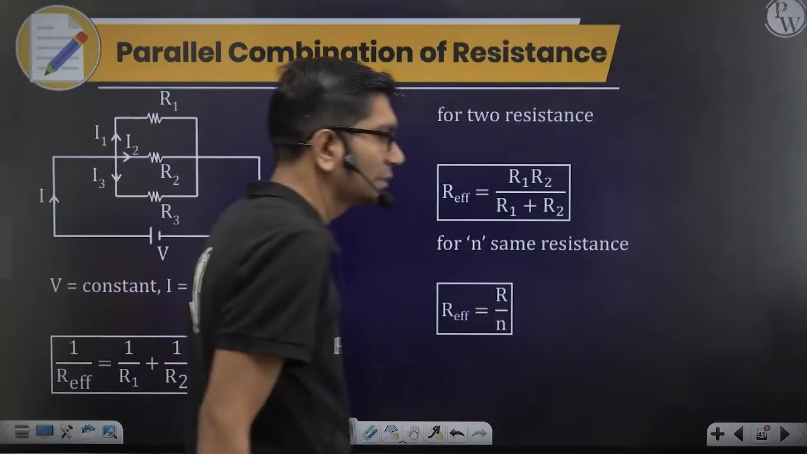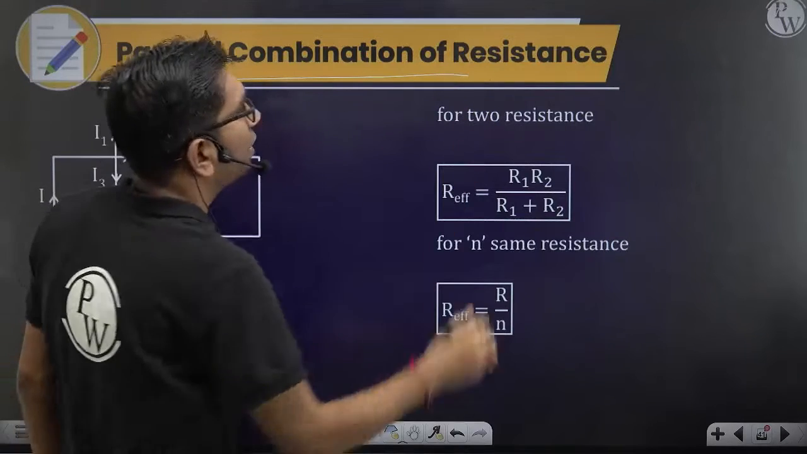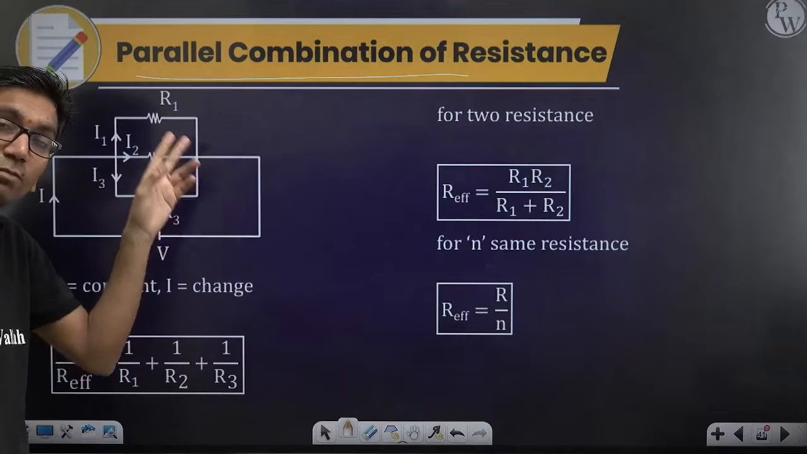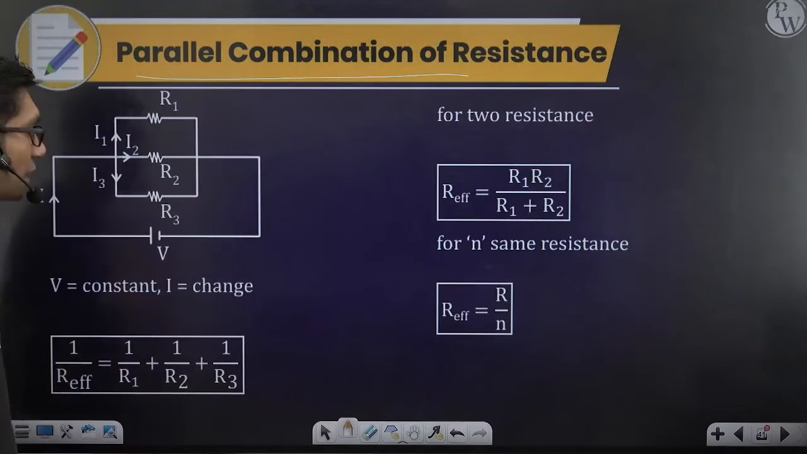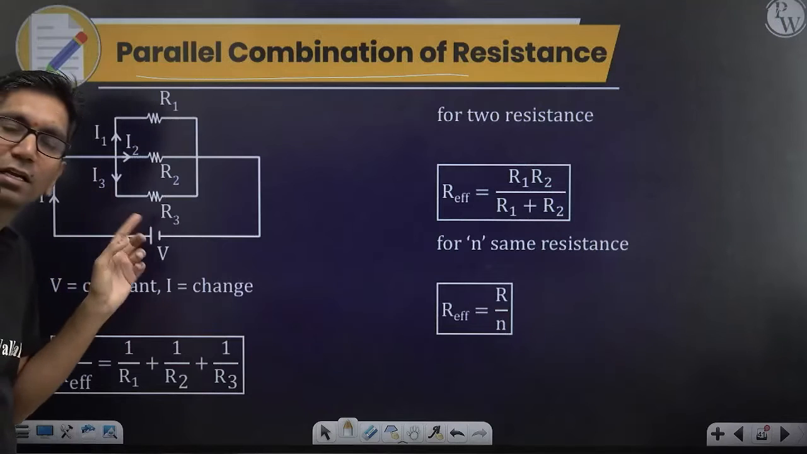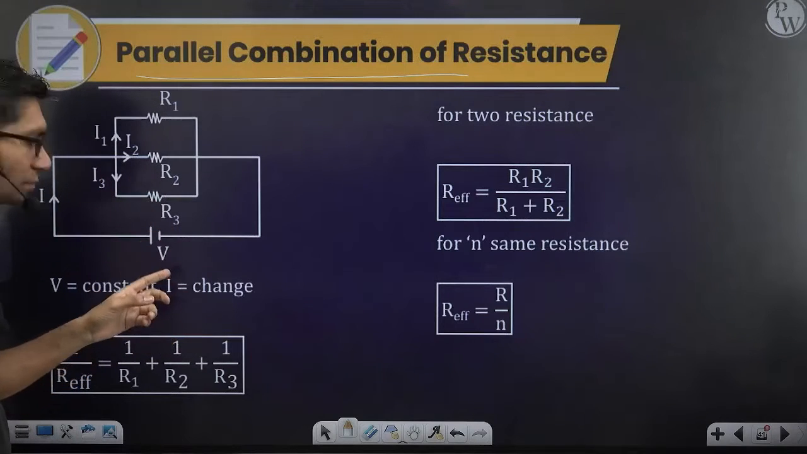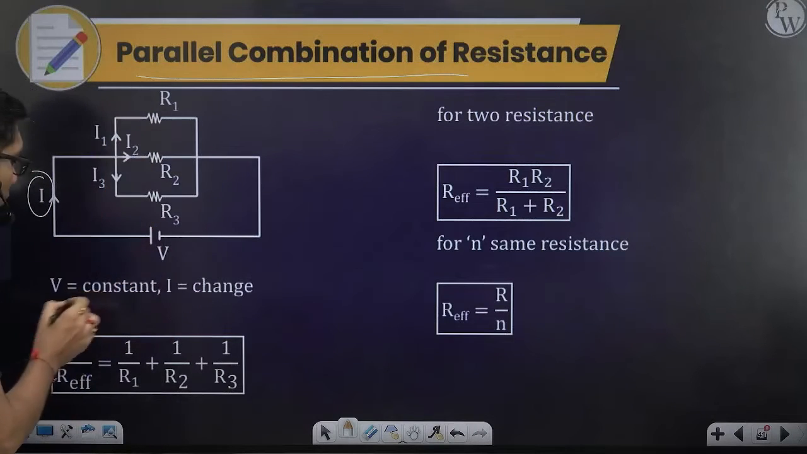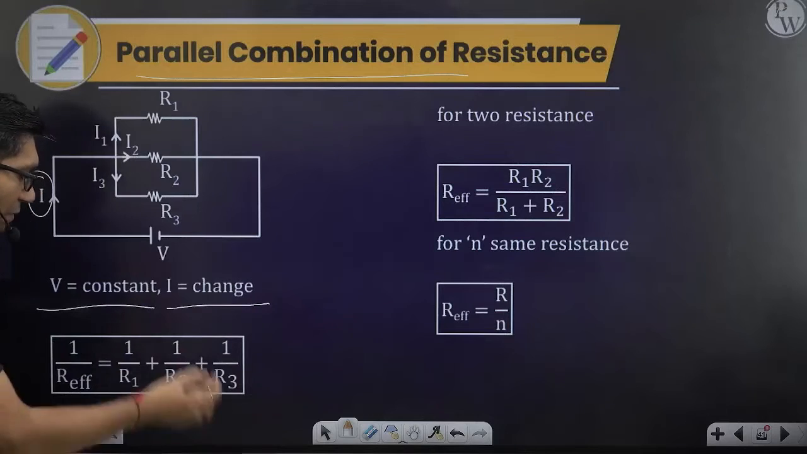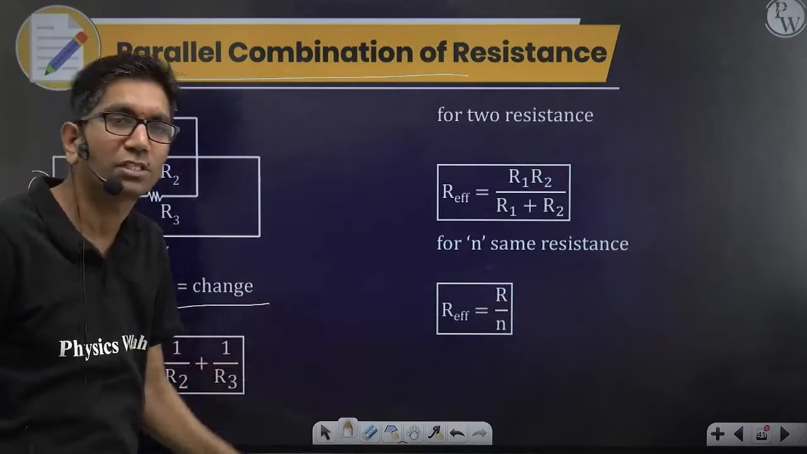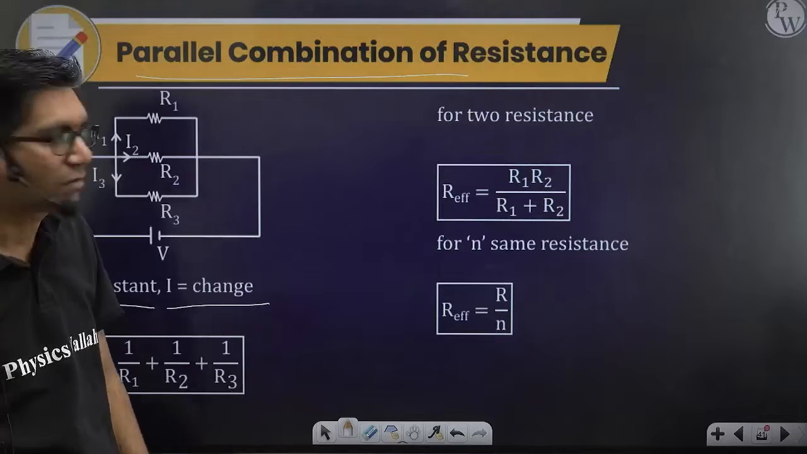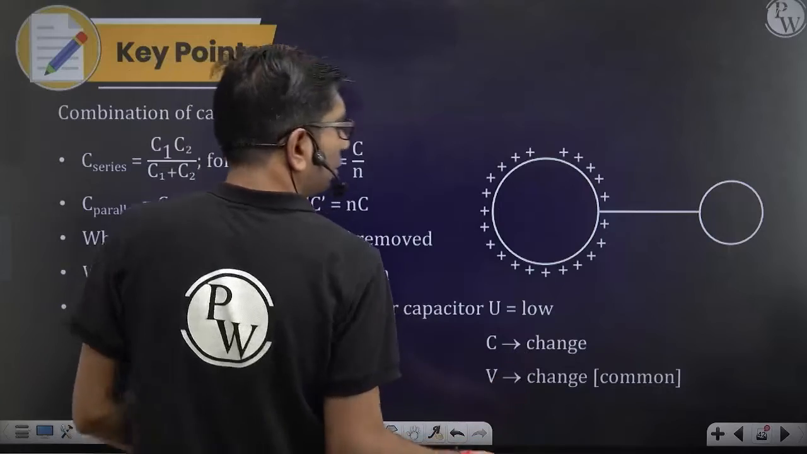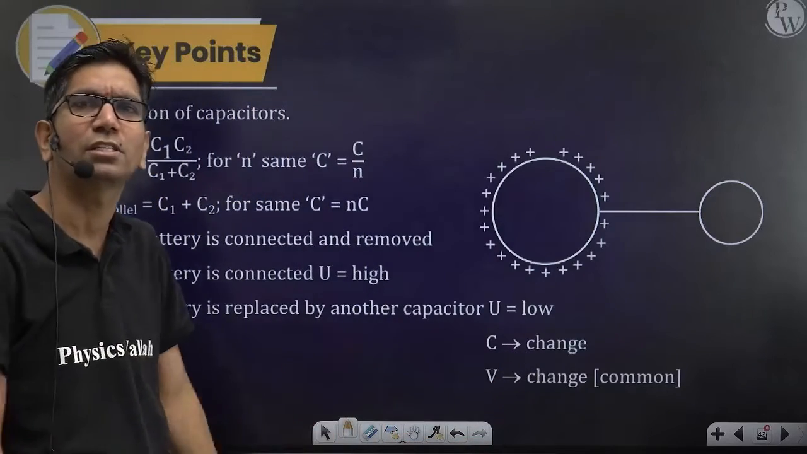So, parallel combination of resistance. In parallel combination, voltage remains constant, as well as in parallel combination of capacitors voltage remains constant, correct? In capacitors we take the charge, in resistance we take the current. So potential remains constant, current changes. Effective resistance becomes this. If there are two resistances, use this formula, R1R2 by R1 plus R2. For n same resistances, use R by n. Based on this only you are going to solve so many numericals.